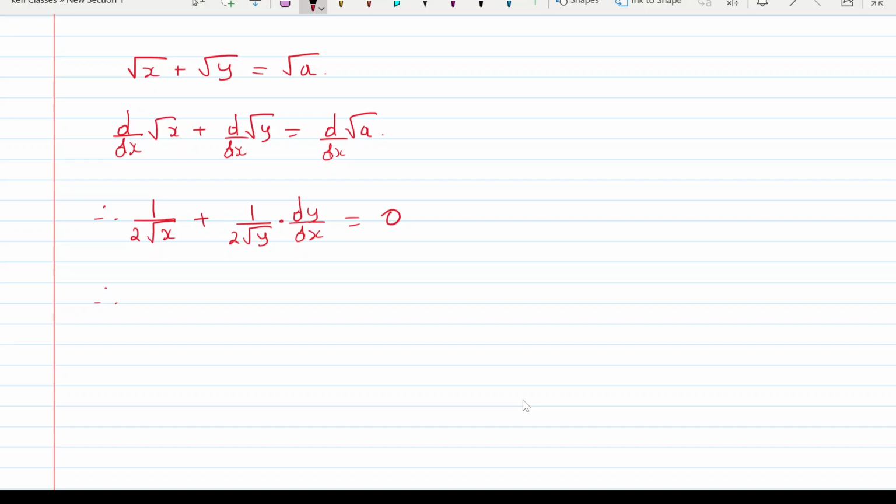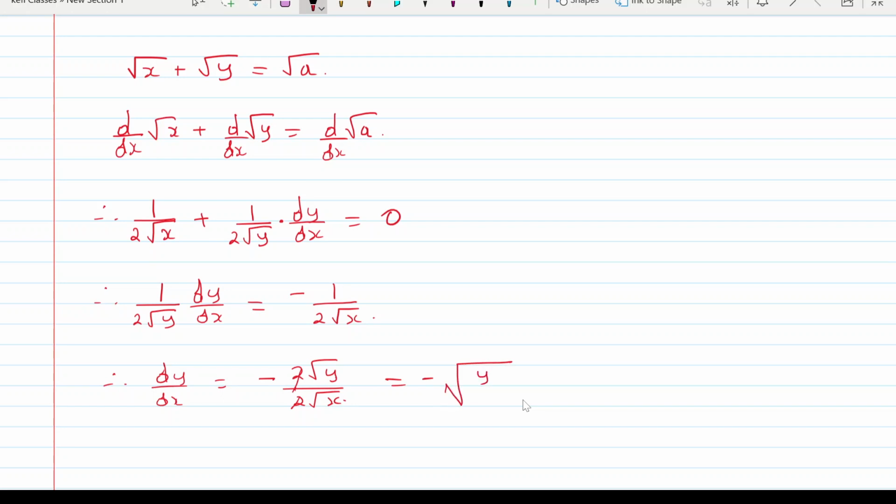Now the dy by dx terms have to be kept on the left hand side, so 1/2√y dy by dx. The non dy by dx terms go on the right hand side, so it will be -1/2√x. Now dy by dx is equal to -2√y upon 2√x. 2 and 2 cancel. So it's minus of root y by x. That's done. That's the answer. Simple.